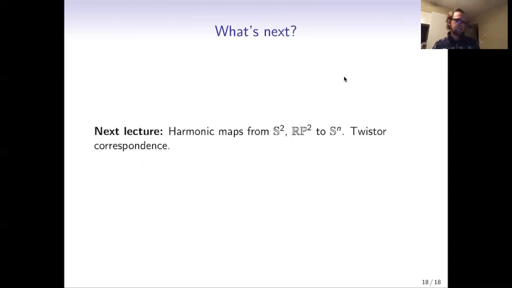And finally, in the next lecture, we'll talk about the particular case of M being S2 and RP2, and we'll talk about the moduli space of harmonic maps from S2 and RP2 to Sn. This will use a lot of complex algebraic geometry, complex analysis, like Riemann surface kind of stuff. This will result in the twistor correspondence.